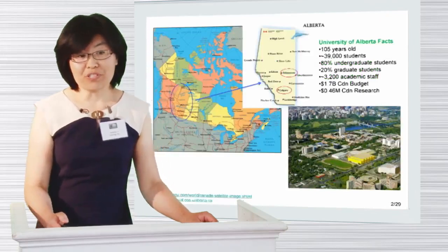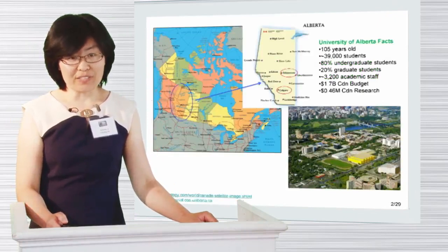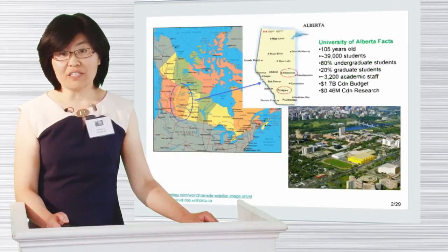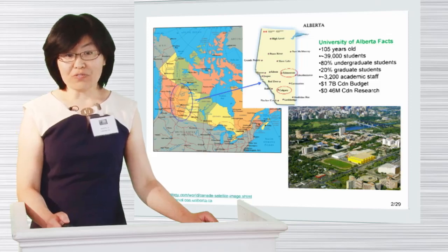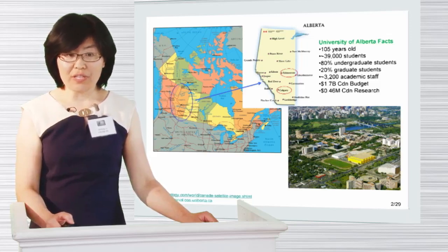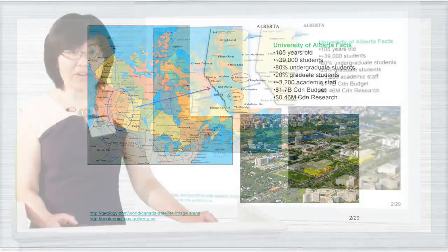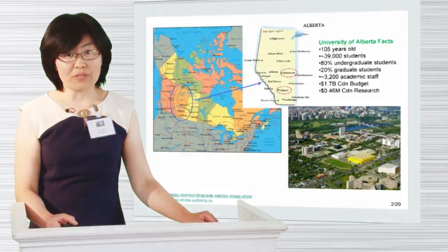And this map shows where we are from. So we are from Canada, province of Alberta. University of Alberta is located in Edmonton. This university has 105 years of history, and it has about 39,000 students. 80% are undergrads, 20% are graduate students, with about 3,200 academic staff. There are lots of research programs going on currently, and the characterization of the microalloy steels is one of them.